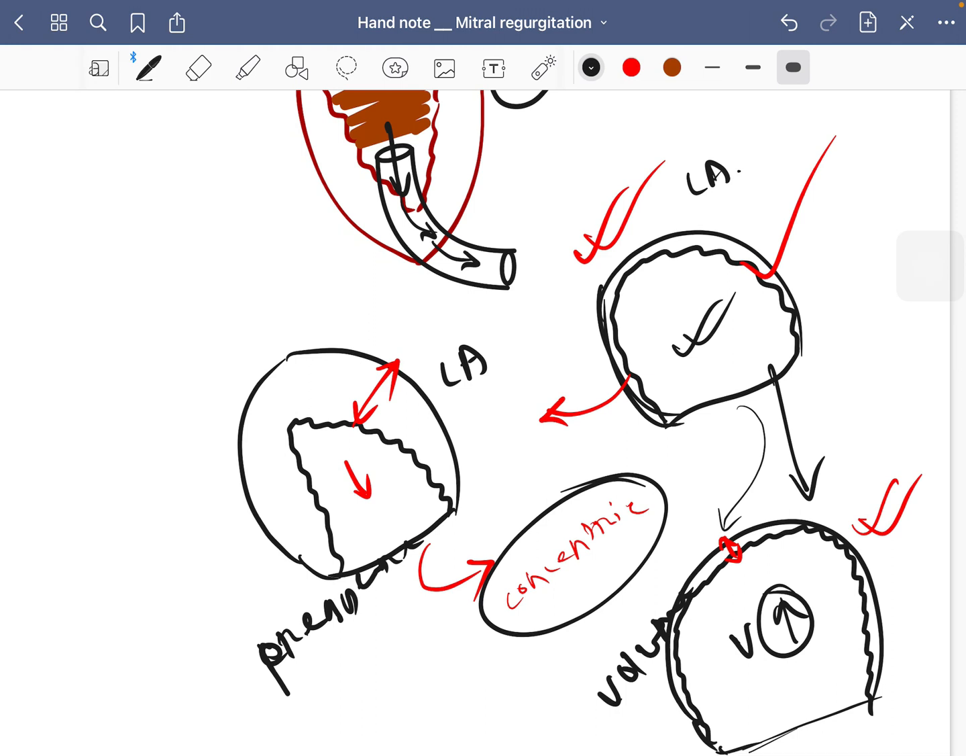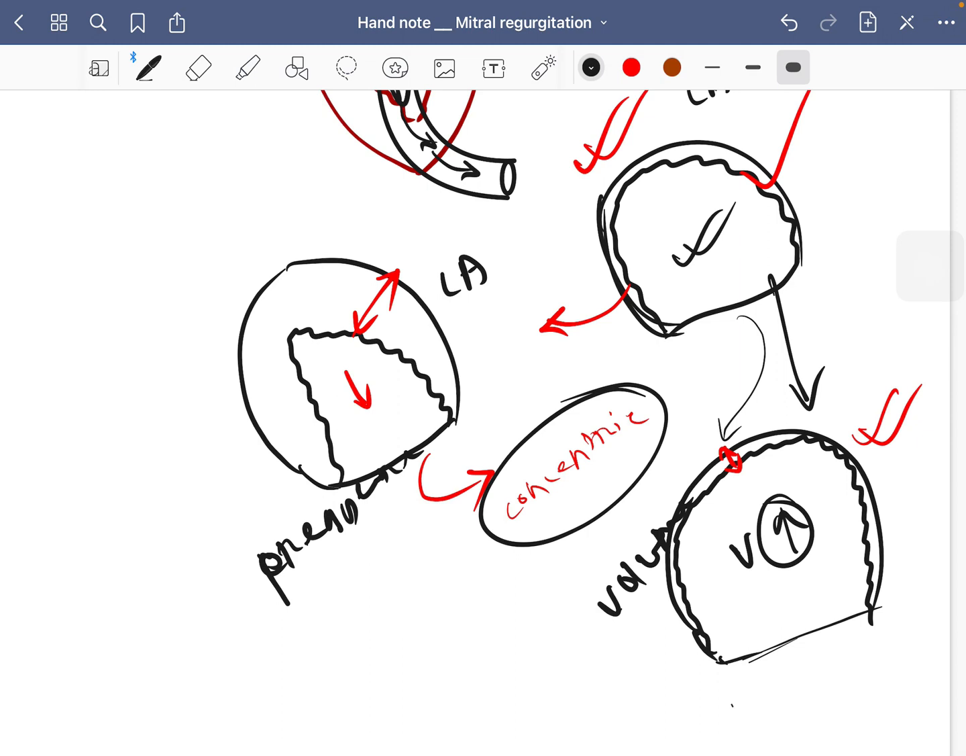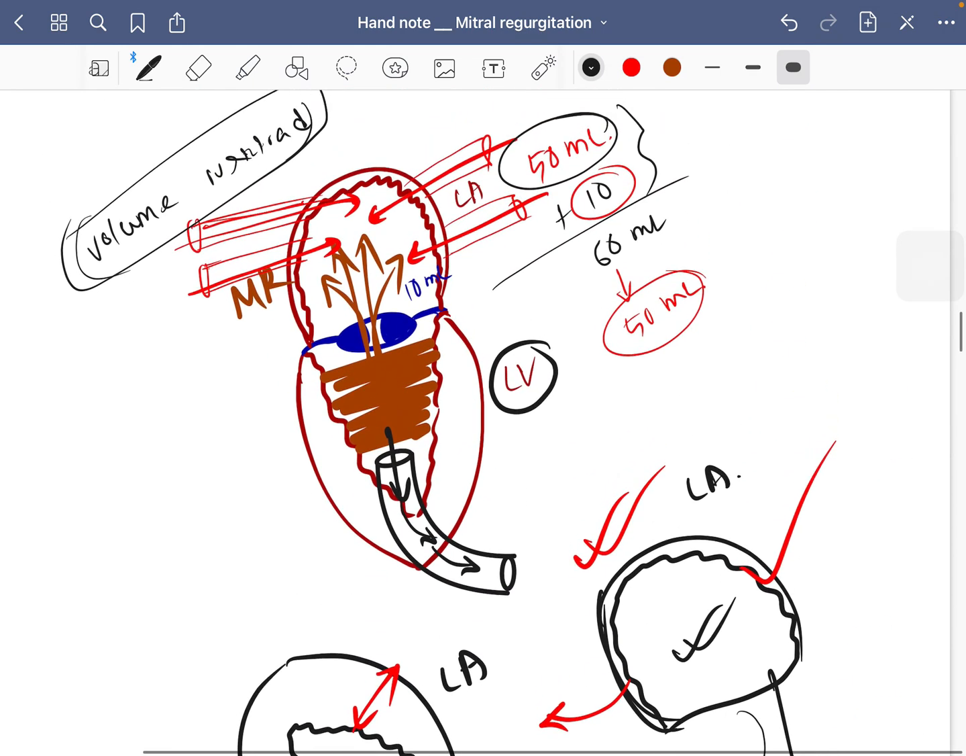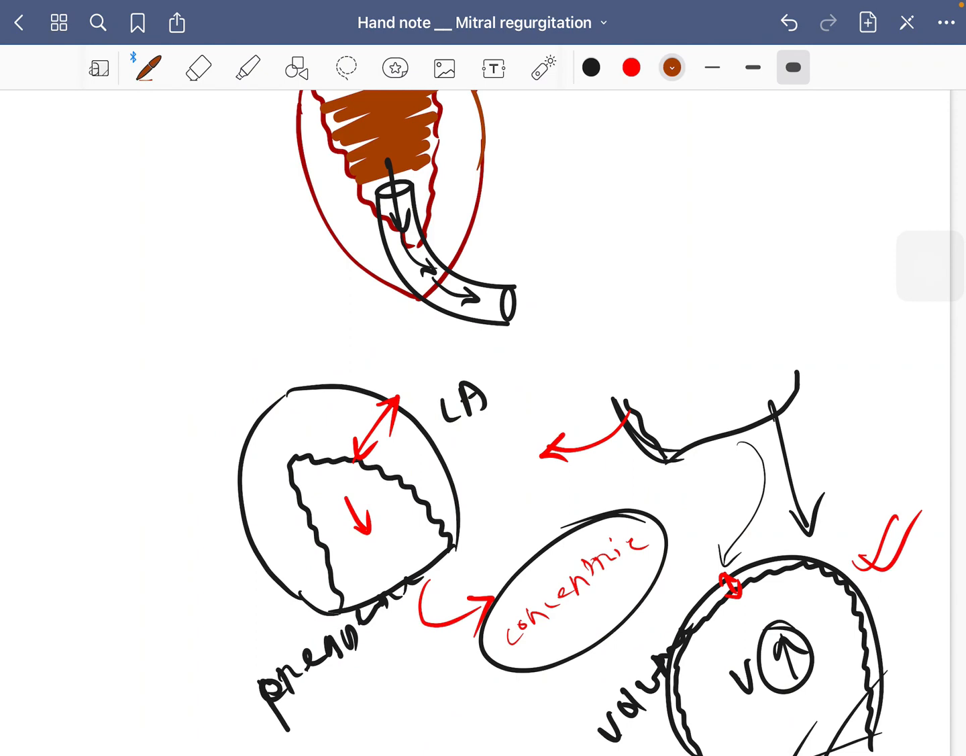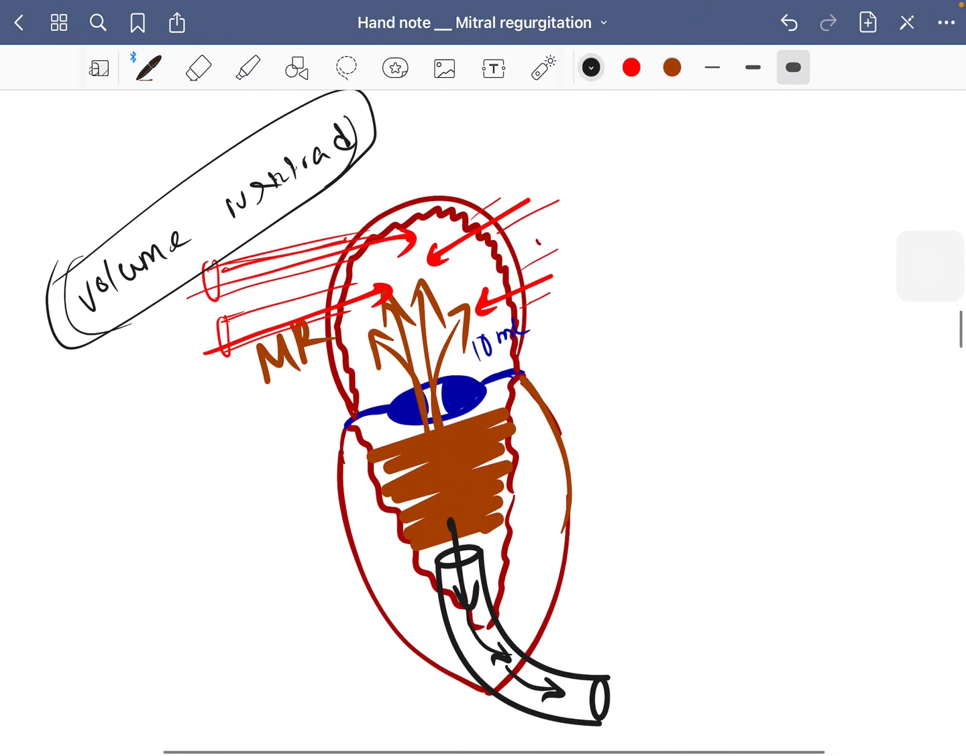So what is happening in mitral regurgitation? Volume overload. So what will happen, concentric or eccentric? Eccentric hypertrophy. Okay, fine. In mitral regurgitation there will be eccentric hypertrophy. That means gradually the volume of the left atrium will increase but the wall thickness will decrease.